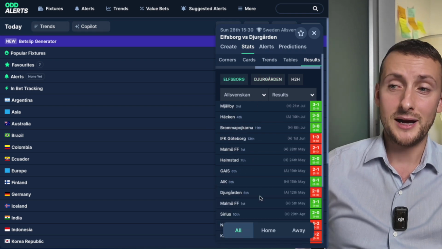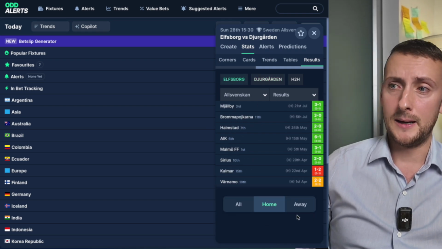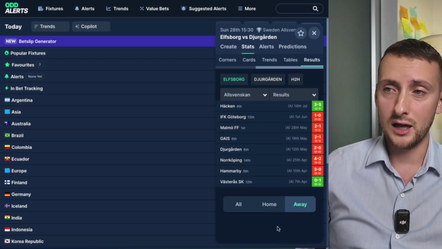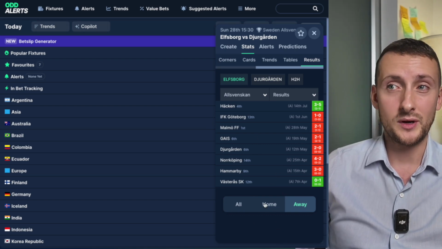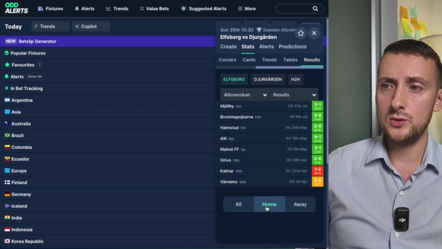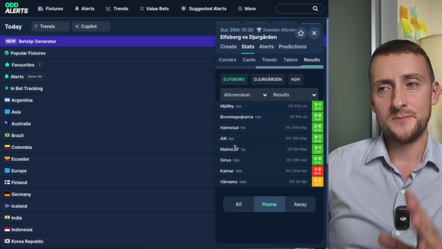Elfsborg, you would imagine, have the momentum. Home form fantastic, away form pretty dreadful for Elfsborg. They'll be looking to correct that, but they won't care about it. On Sunday, this game is on Sunday, 3:30 UK time. What are you thinking about that?